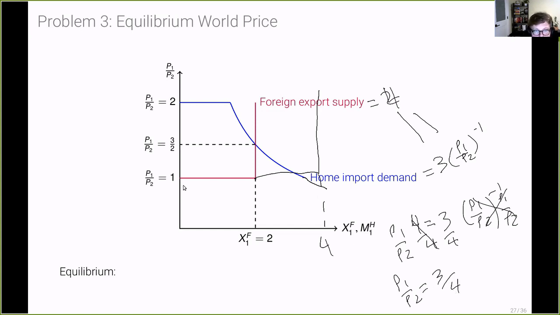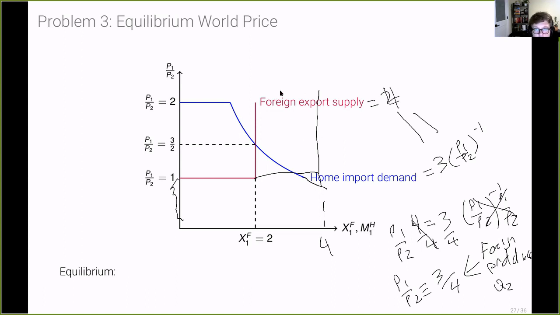But if P1 over P2 is 3/4, then I'm in the range that's below where foreign's export supply will be. If the price P1 over P2 is equal to 3/4, then I'm below the price where foreign will specialize in good 1. And so if this is the price, then foreign will actually produce good 2. So basically you have to look for where these intersect, and whether when they intersect, it yields a price that's in the right range.